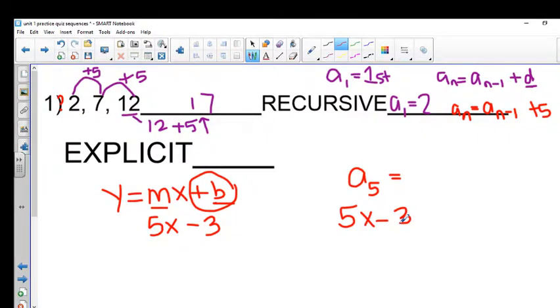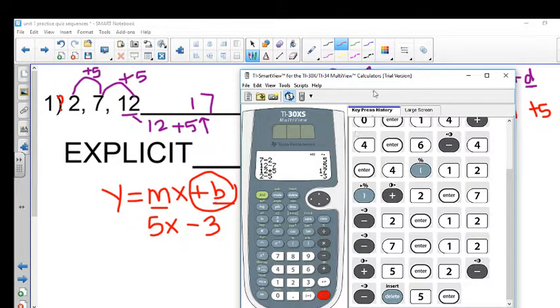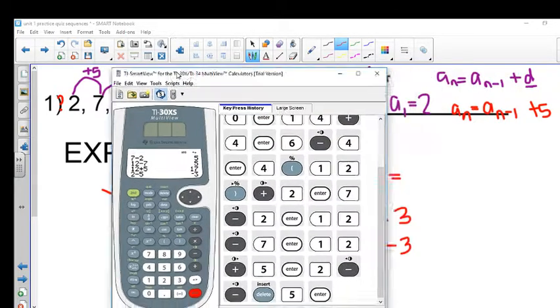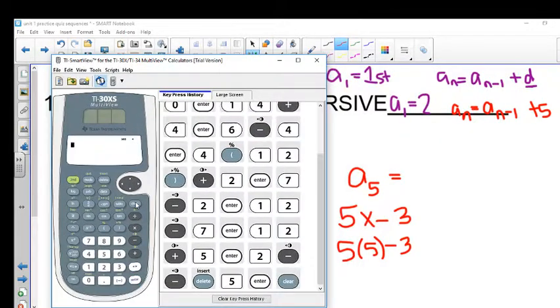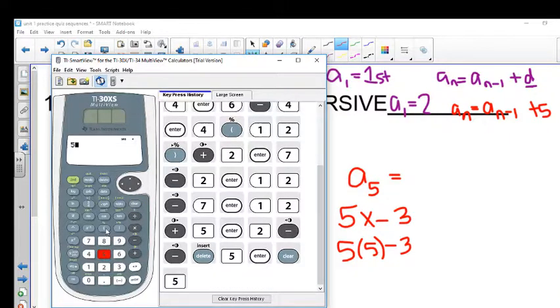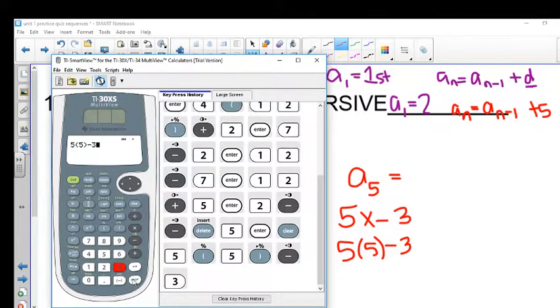And so what we're going to do, we're going to plug in for X. We're going to plug in 5. And I'm going to plug this into my calculator. So I'm going to clear all this out. We're going to have 5 parentheses, 5 parentheses minus 3. And that gives us 22.